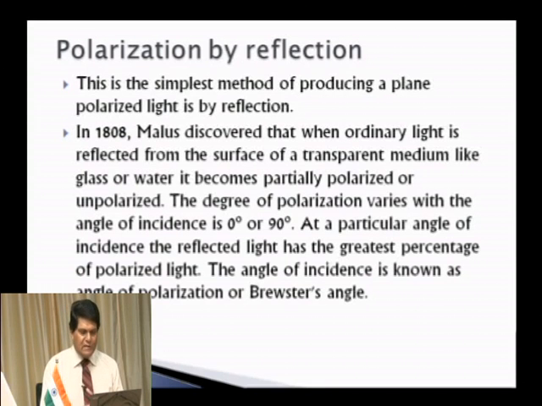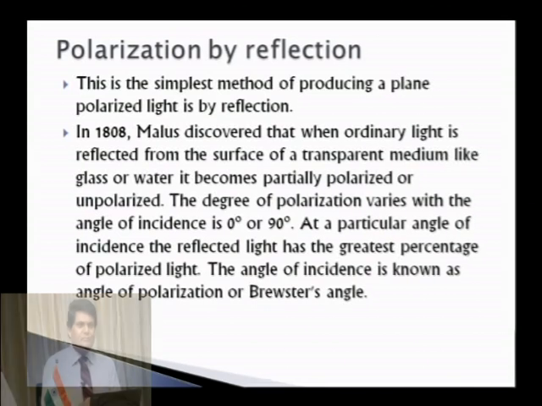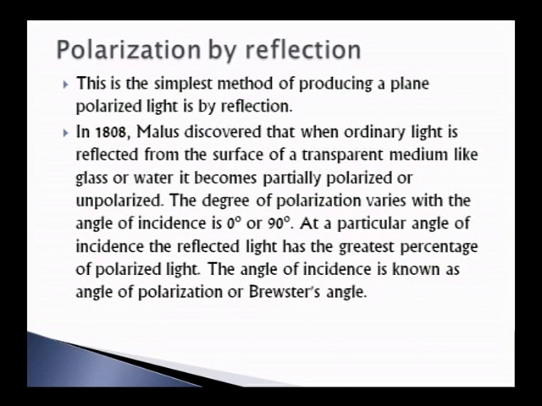Now let us see the polarization by reflection. This is one of the simplest methods to obtain polarized light, called reflection, and this was discovered in the year 1808 by Malus.